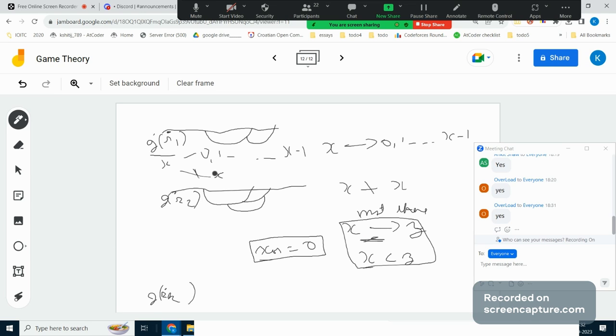But did everyone get the part on how we can just take the XOR of the Grundy values of all the starting vertices and determine who wins the game? Like if you have any doubts, you can ask.